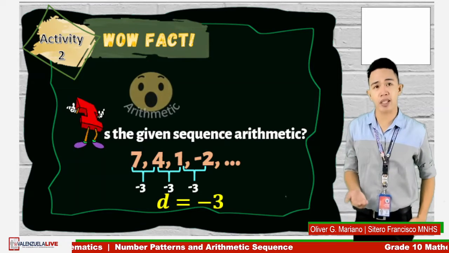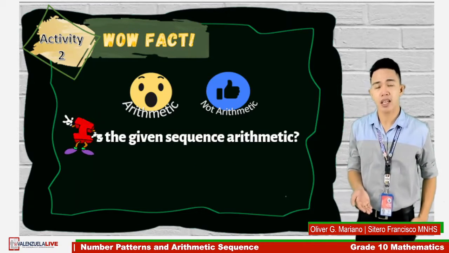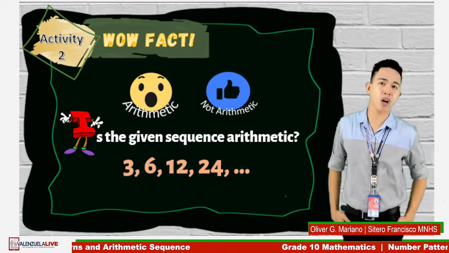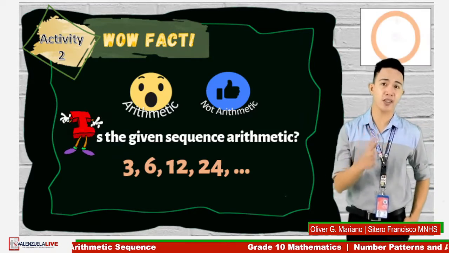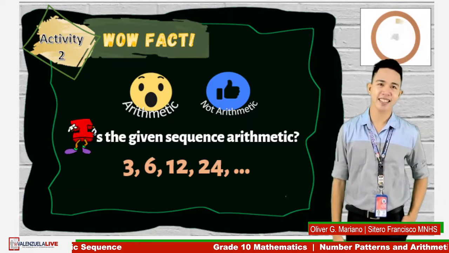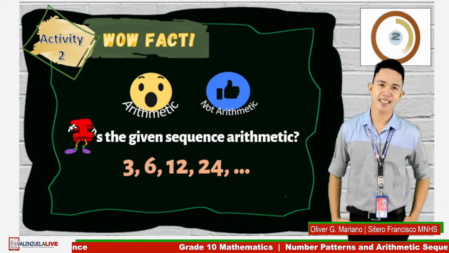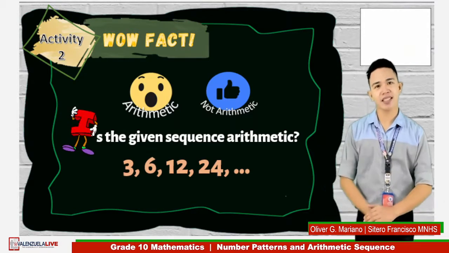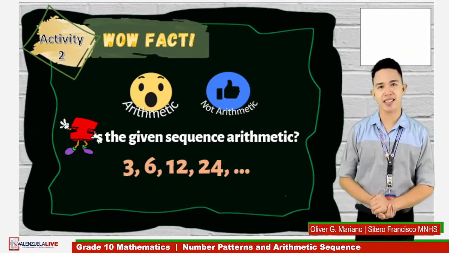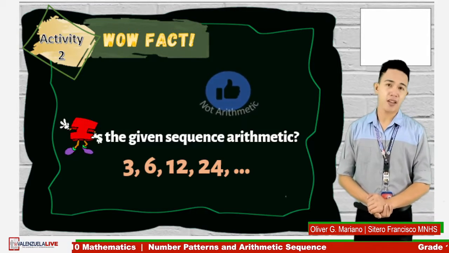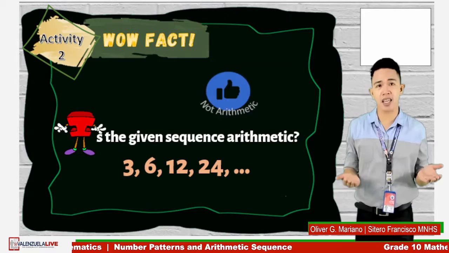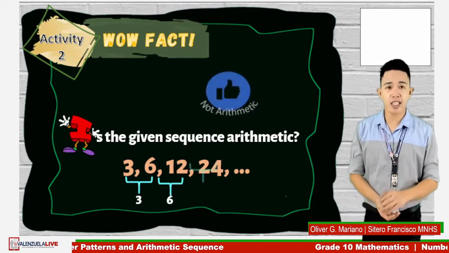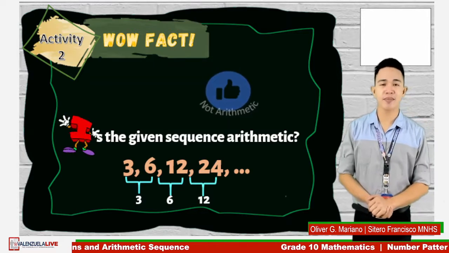Consider the next sequence. Is it arithmetic or not? 3, 6, 12, 24, and so on. 5 seconds. Go. Time's up. The given sequence is not arithmetic. As you can see, the differences are not the same. Let's move on to the next item.